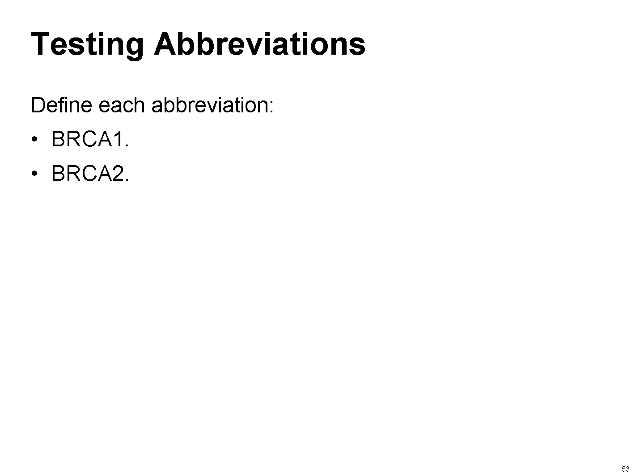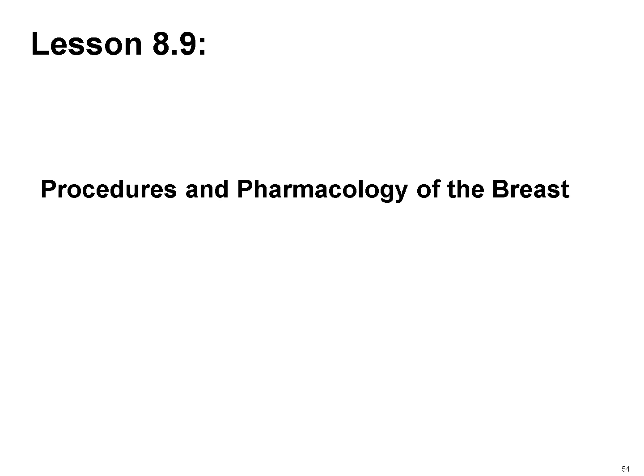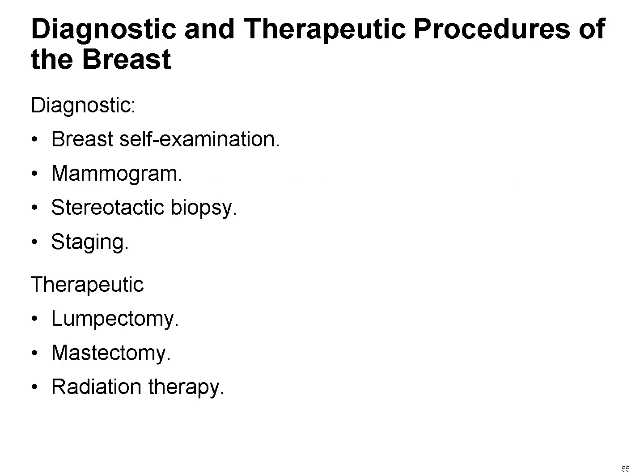BRCA2 is another gene linked to breast cancer, with mutations also increasing the risk of ovarian cancer and certain other cancers, such as pancreatic cancer. Let's discuss the procedures and pharmacology of the breast. Diagnosing and treating breast conditions involves a variety of procedures tailored to the individual's needs. Let's explore the key diagnostic and therapeutic procedures for the breast.